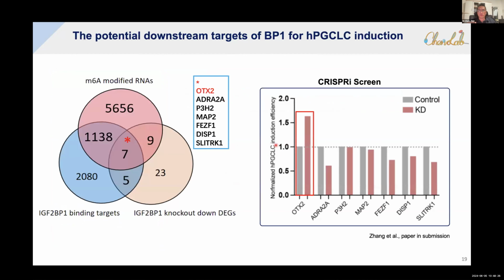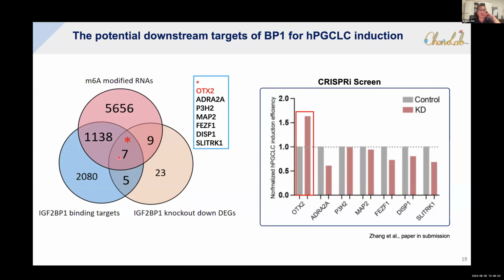So we reasoned that because BP1 is an M6A recognizing protein, a reader of M6A, the key downstream targets of BP1 mRNAs should be modified by M6A. So we performed M6A-seq in human embryonic stem cells. And also the key downstream targets of BP1 should be bound by BP1 itself.